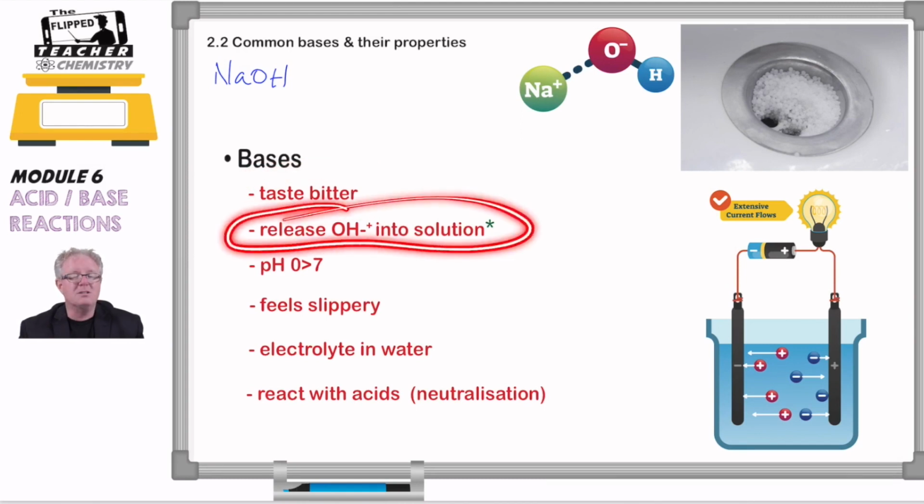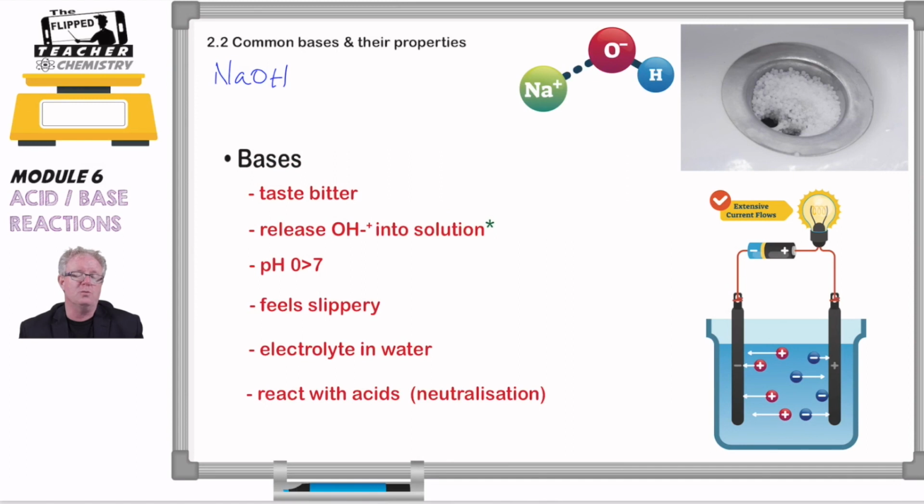Now, remember that bases release OH minus ions into solution. Well, that's the definition that we chemists, teachers gave you in the junior school, because a lot of the bases you come across in the junior school are bases like that, really easy bases, and it's a sort of an easy concept to get your head around, that it releases OH minuses into solution. The more OH minuses you have, the more basic it becomes and the higher the pH. But of course, we're going to move on from that and have a more sophisticated understanding of what bases are in the next series of videos.